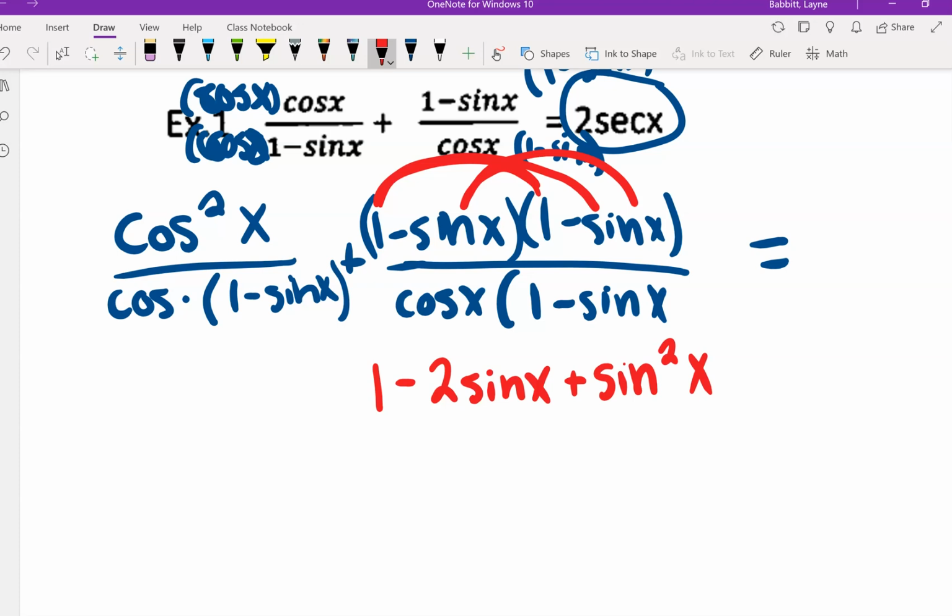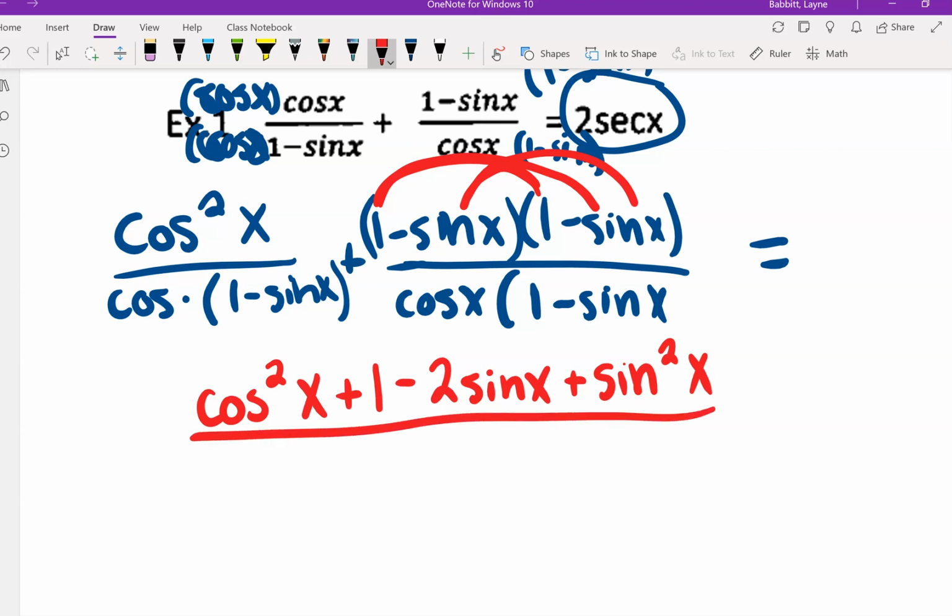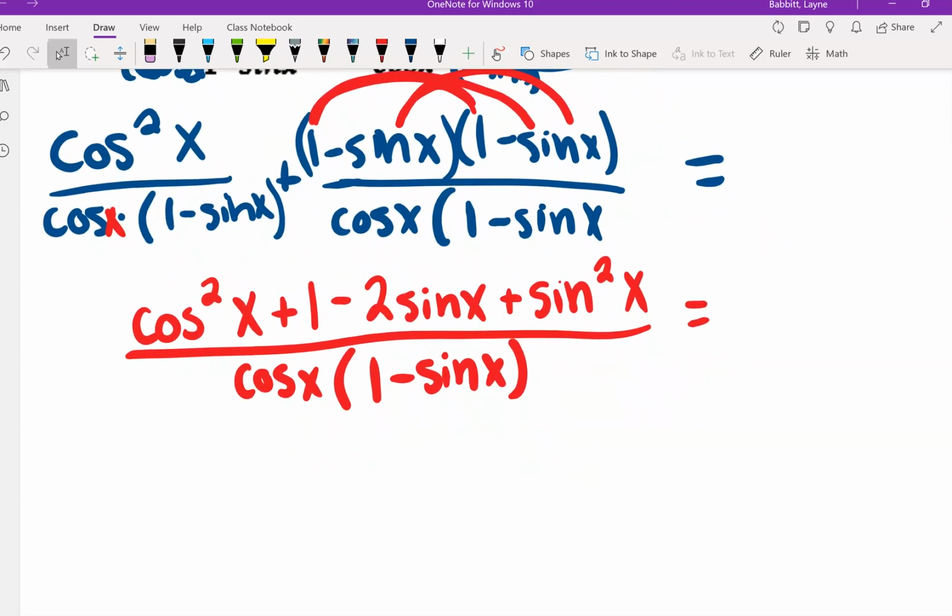And then I'm going to combine that with the numerator of the other one. So that's going to be cosine squared x plus that, and that's all over our common denominator, which is, oops, got the x there, cosine of x times 1 minus sine of x. So that's what I got when I combined the two fractions together. And we want to get that to equal 2 secant x. But we have a lot more simplifying that we need to do before we can get there.